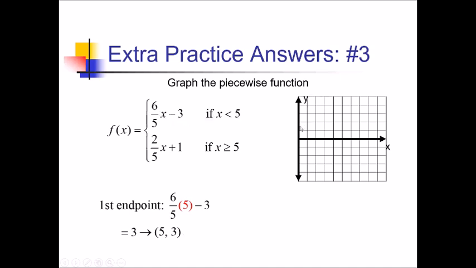So we have an open dot at 5, 3 right up here. Now we need something else to graph this. These are both lines, so we always need 2 points to graph a line. And you've got some options for how you get this next point.